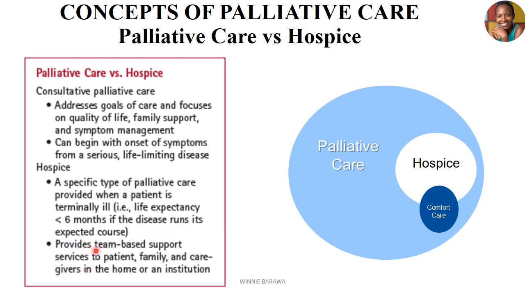So what hospice does, it will provide team-based support, to provide services to the patient, family, and caregivers in the home or in an institution. So looking at these two, there's palliative care, which is the broader care that we are discussing. And then in it, we have the hospice, meaning hospice is a component of palliative care. And it can bring comfort. So both of them are targeting comfort by doing symptom management for the patient, family support, and all that. So they have some similarity, and they are both working with terminally ill patients. However, in hospice, the life expectancy is less than 6 months.